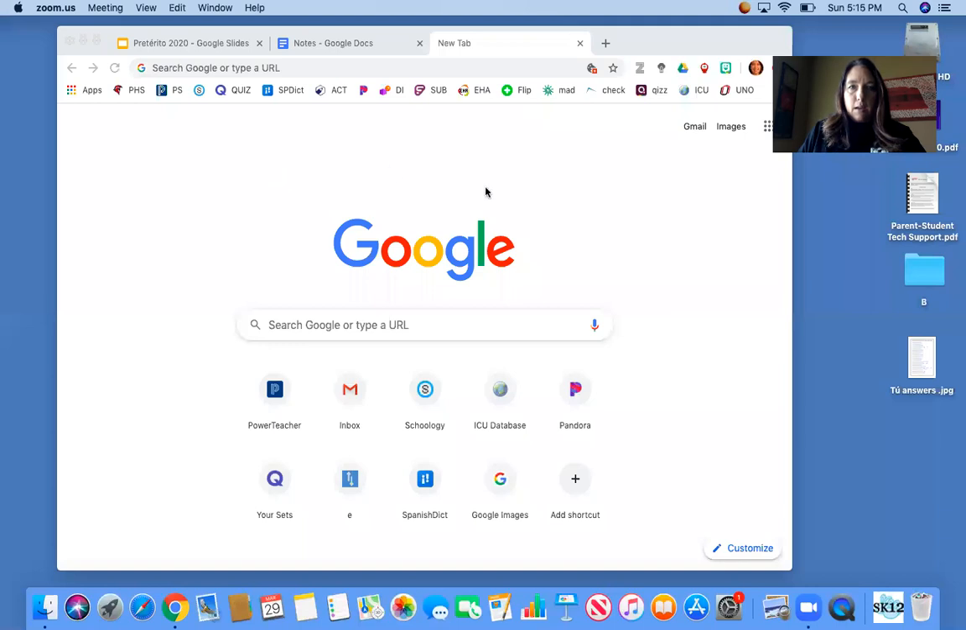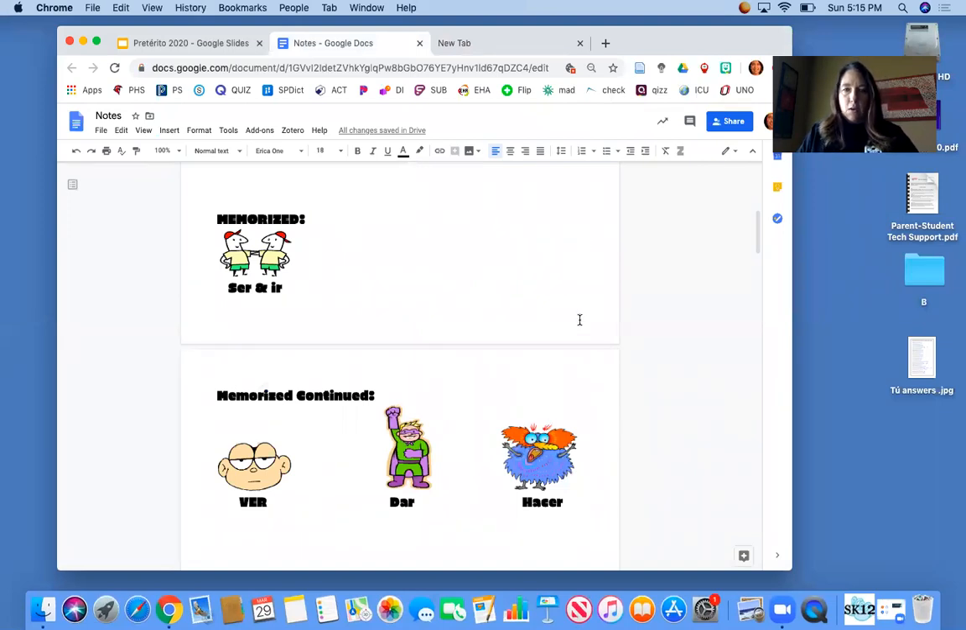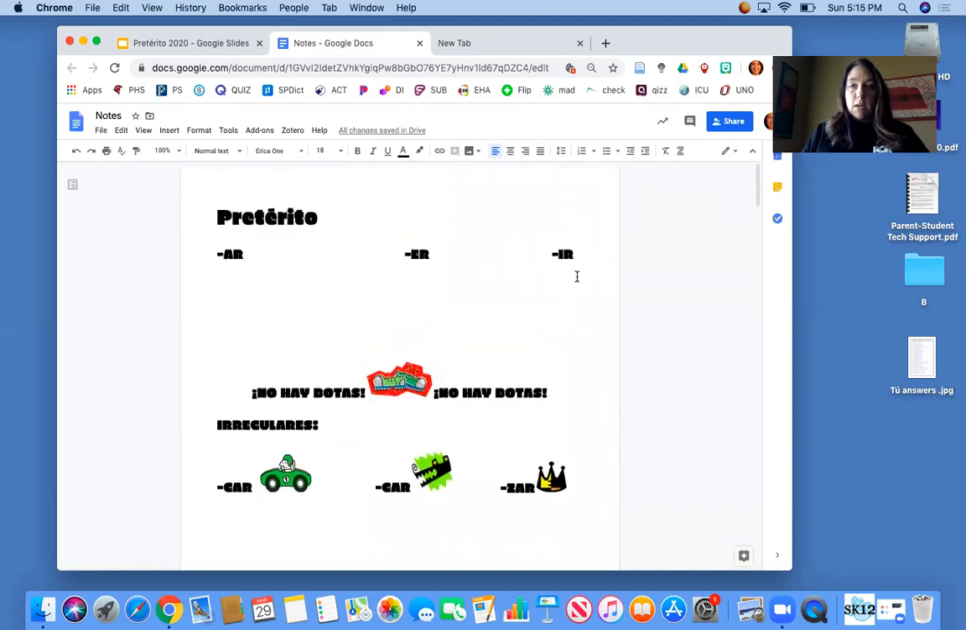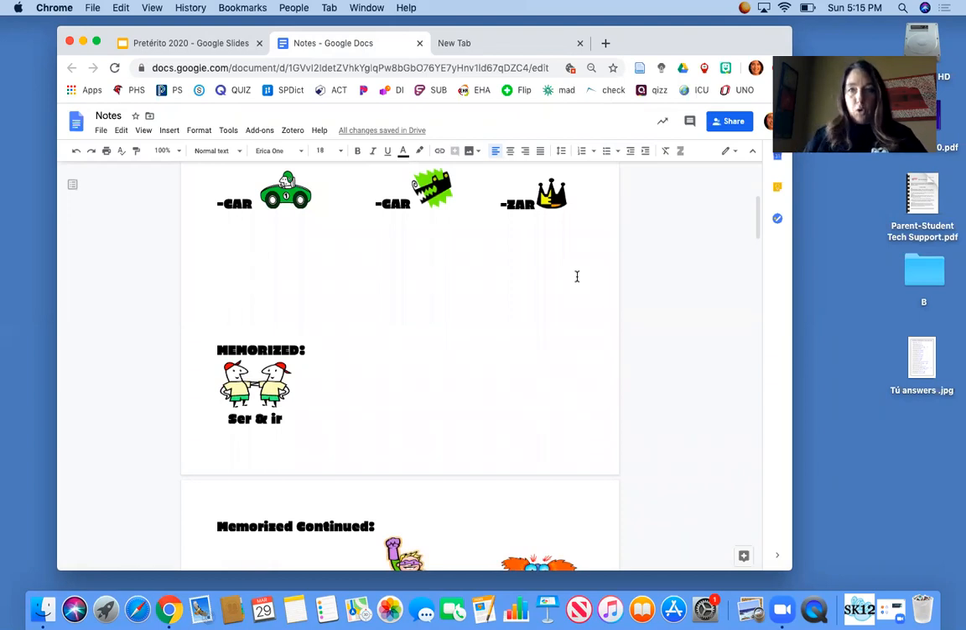So the first thing I want you guys to do is open up Schoology. And on Schoology, I'm hoping that you guys will find a couple different things. Number one, these notes. Now, these notes are there as we would have taken them in class. Today, we are actually not starting at the top of our note sheet, but we are going to start here where it's called the memorized.